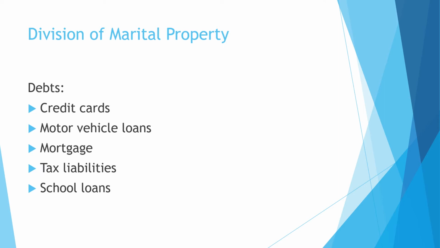Just like with your assets, you will need to divide your debts fairly. These include debts owed by both parties or by just one party. For example, if one party used an individual credit card to pay for home improvements, the judge may not think it is fair for only that party to be responsible for that debt. Debts that will need to be addressed are listed here. They are credit cards, car loans, mortgages, tax liabilities, and school loans.